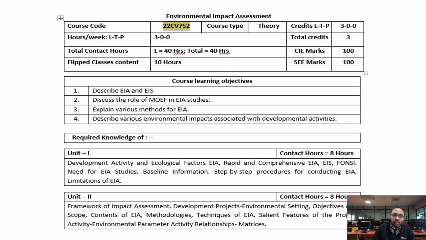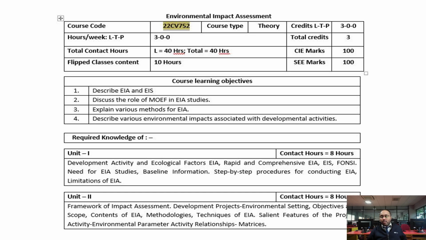So unit number 1 talks about the developmental activities and ecological parameters. And also it talks about how rapid and comprehensive EIA will come, the EIA, EIS, and FONSI, and the need of having the EIA study and baseline information, and also the step by step procedures to conduct an EIA for certain civil engineering projects.